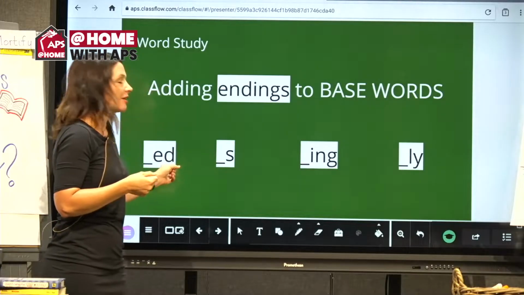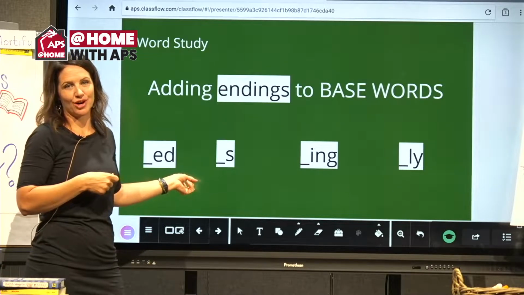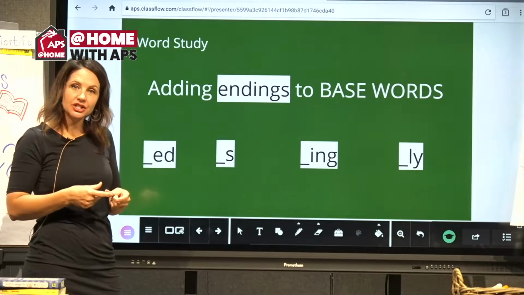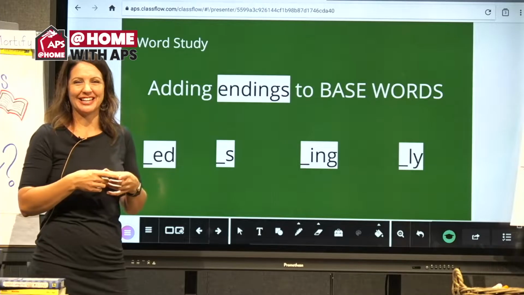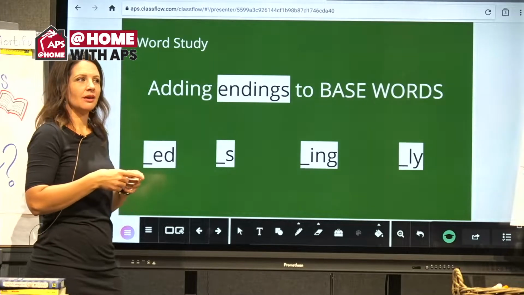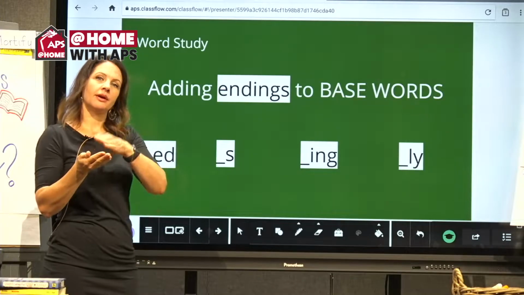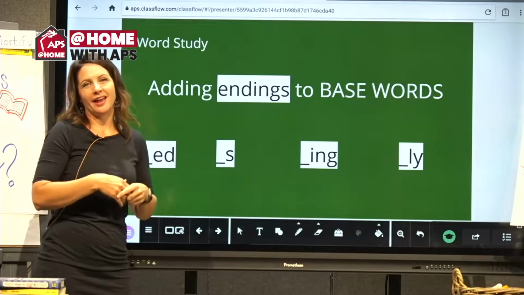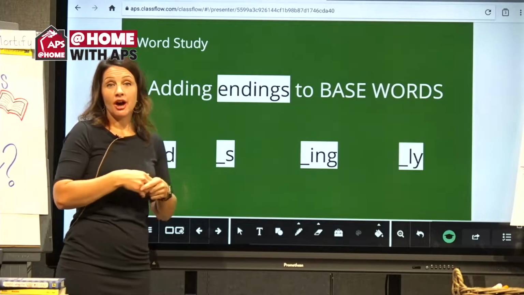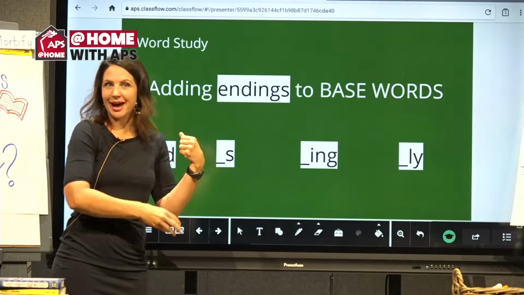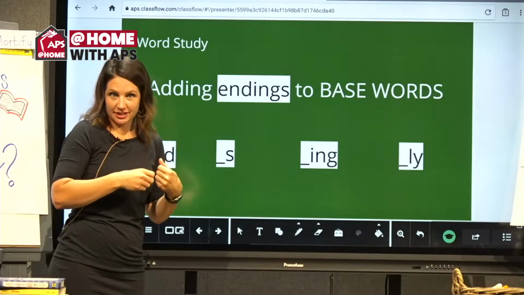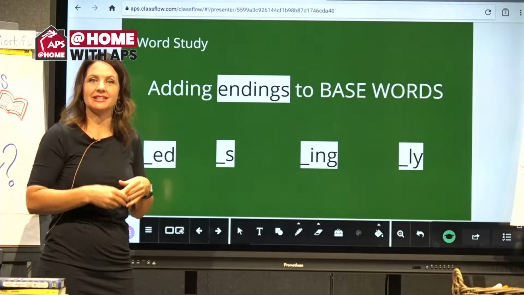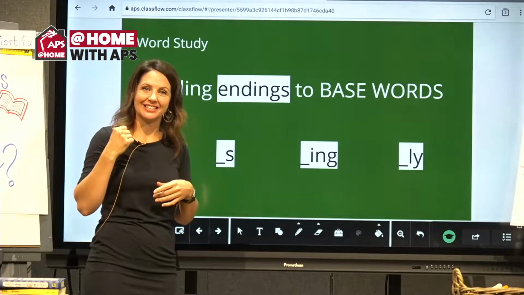Today, we're going to talk about adding ed to the end of a word. When we add ed, it changes the verb. We can have the word jump, add ed, it becomes jumped. We can have the word shove, like if you shove your books in your bag, shoved. We add that and it changes the word. It changes it to past tense, meaning it's something I already did.